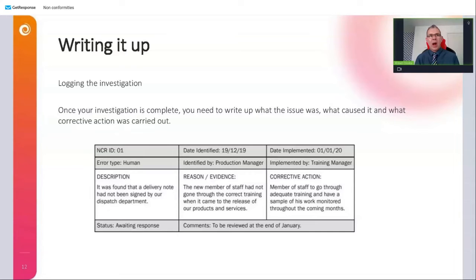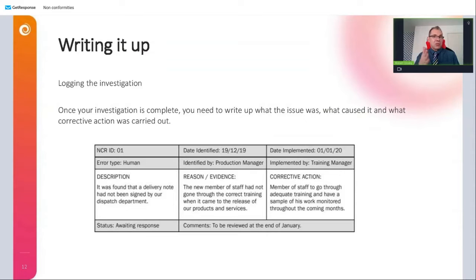Then we look at the reasons why it's happened. So that could be part of the investigation. Again, it can be a simple investigation, as long as you get into the root cause. Some investigations might require a bit more information in there so that you can get a clear picture of why things have happened. And then what corrective actions have we done? So those are the simple steps, really. What's happened? Why has it happened? What are we doing about it?